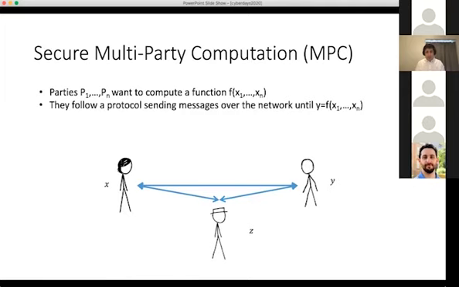However, in this case, we have no trusted third party. So in order to perform this computation, the users will actually have to communicate among each other. They send a number of messages among each other until the protocol is finished, and they can determine from the messages they exchanged the output of the computation while preserving the privacy of their inputs.